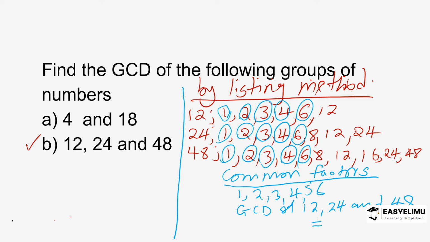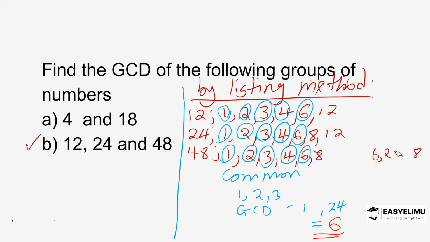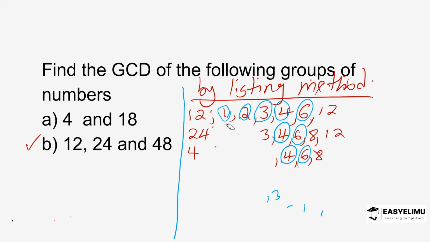So you can see that the greatest is 6. The greatest of all the common factors is 6. So that is how you find the GCD of the three numbers using the listing method. You simply list the common factors and then you pick the greatest of all the common factors. So let me try and use the successive division method. Remember, I said this session you're going to look at the two, that is listing method and successive division method.